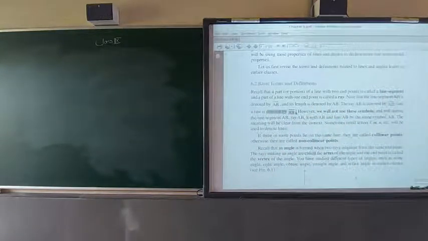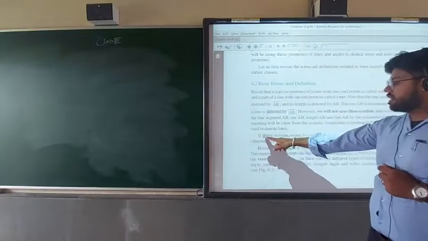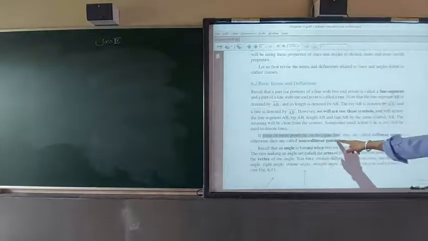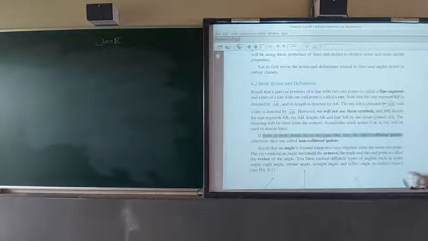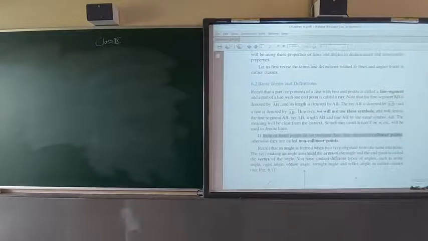After that, the next heading is collinear points. Right from here: if three or more points lie on the same line, they are called collinear points. Otherwise, they are called non-collinear points. So these are the definitions of collinear and non-collinear points.